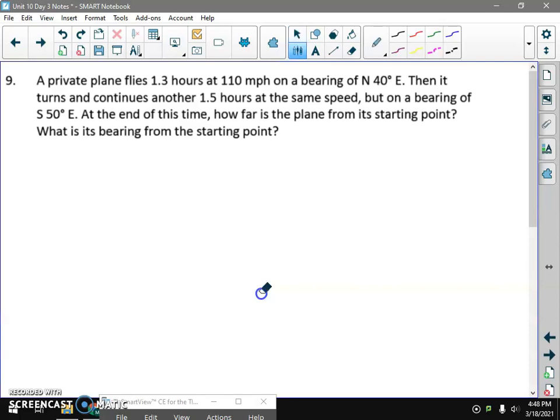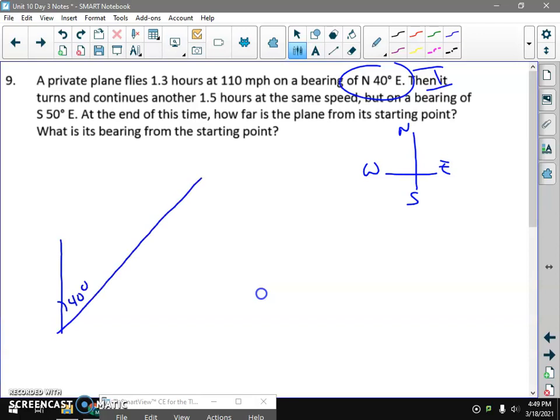So first thing, I need to think about where north 40 east is. And the answer is, it's in quadrant 1. Northeast is in quadrant 1. Okay? And that means 40 degrees to the east of due north. So I'm going to draw north. I'm going to go 40 degrees to the east of it. And I'm going to draw the plane's path.